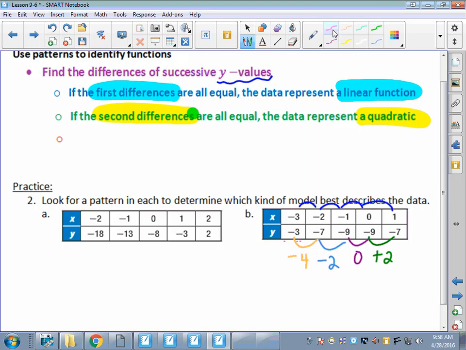So to get from -4 to -2, would you agree that I add 2? To get from -2 to 0, that's adding 2. To get from 0 to +2, I'm adding 2. It worked out so that that second set of differences, and differences just means we're going to subtract, right? I'll put that up here, subtract.